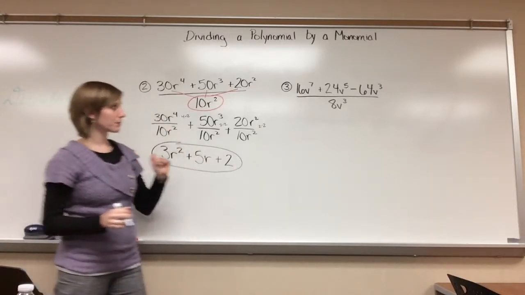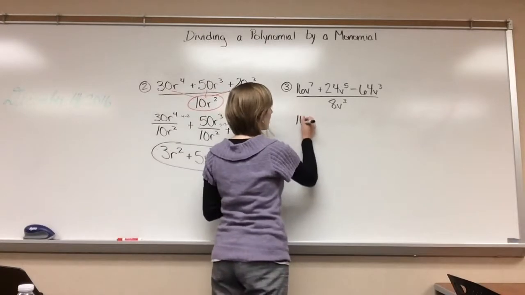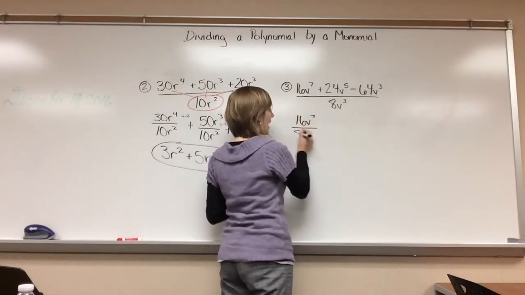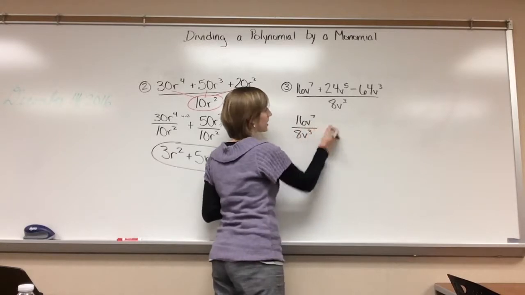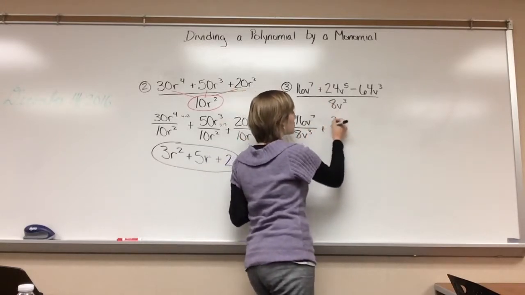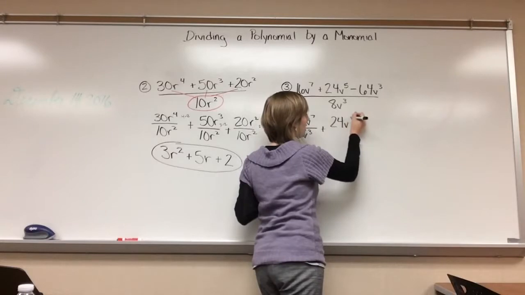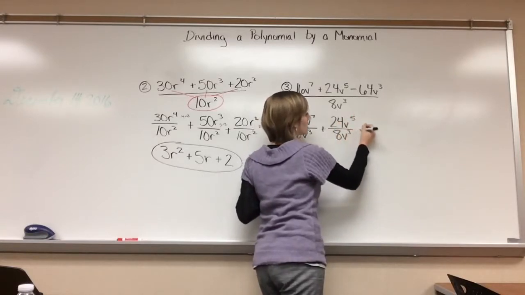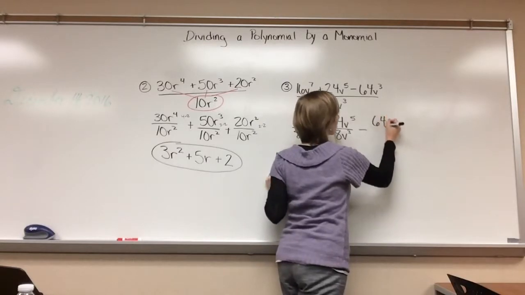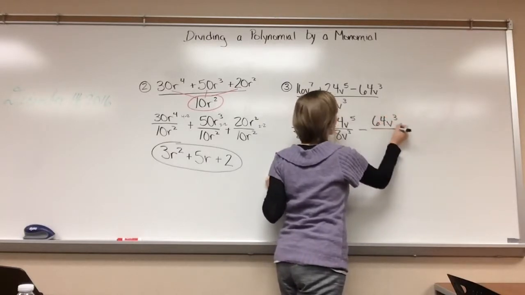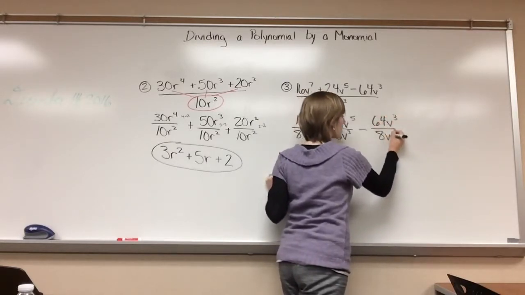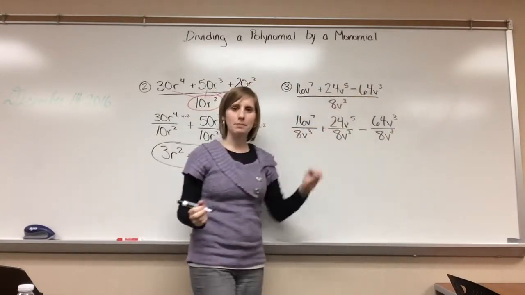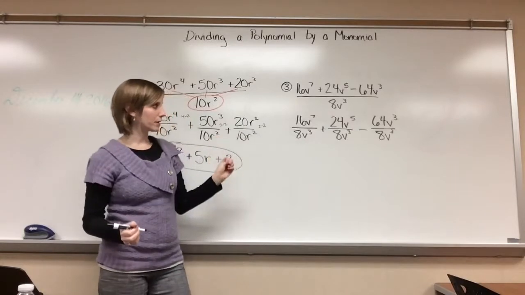Let's look at problem number 3. We have 16b to the 7th, and we are going to divide that by 8b to the 3rd. Add to that, we have 24b to the 5th, and we're dividing that by 8b to the 3rd. Subtract from that 64b to the 3rd, and we're dividing that by 8b to the 3rd. Again, each term in the polynomial is being divided by the monomial.